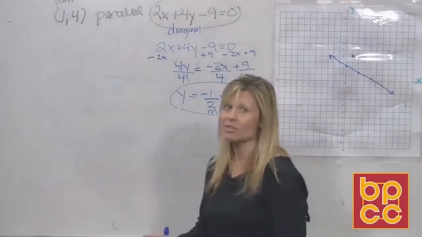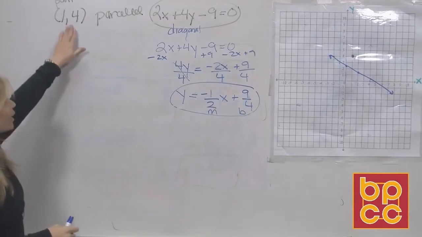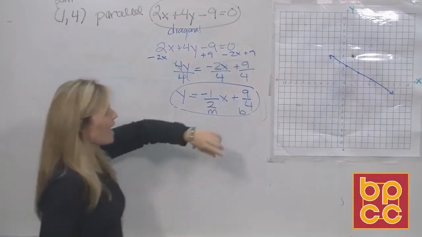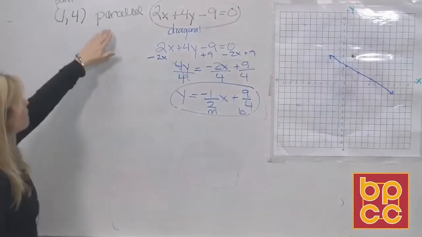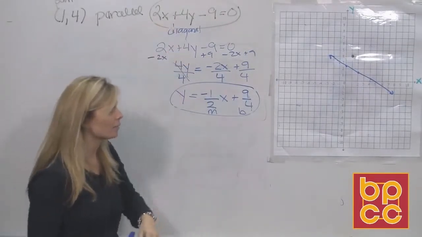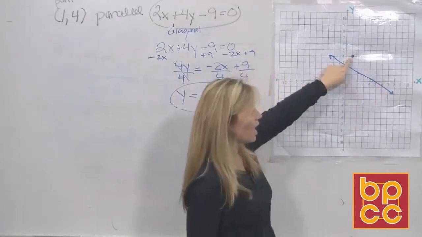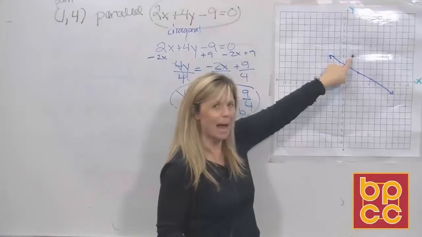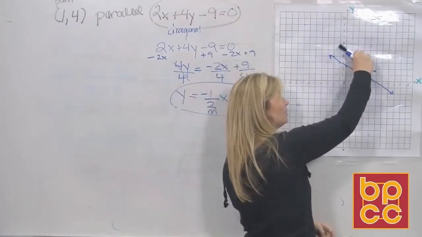The question says, write an equation of a line. That line has got to go through this point. So we have to draw a line through this point. But that line has got to be parallel to this line. Well, everybody look. If this line is diagonal and you want to draw a line through this point that's parallel, that never touches it, do you agree it's also got to be diagonal?